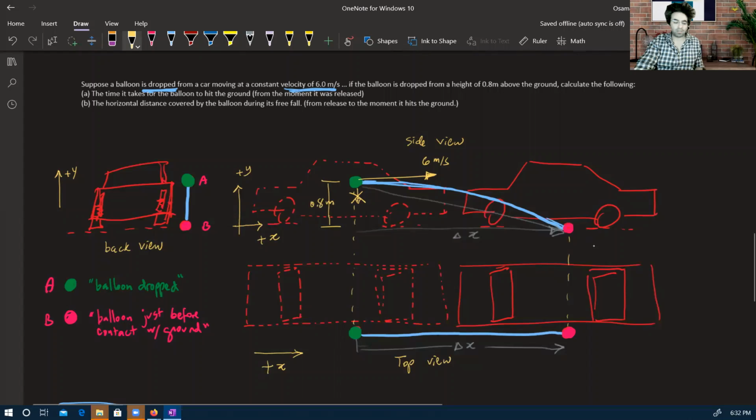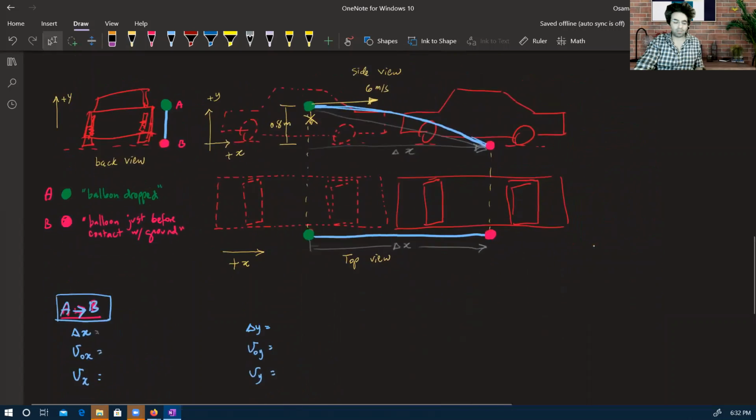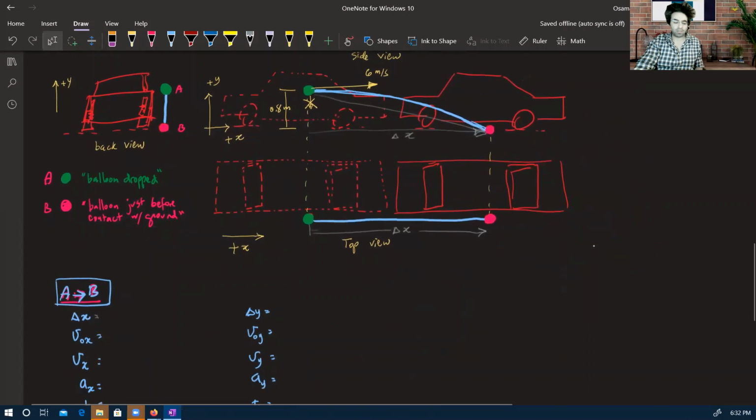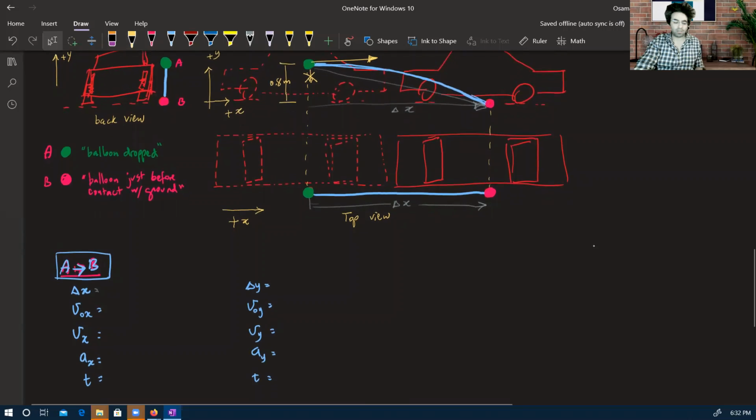Okay, so let's think about how I can fill the 9 kinematic variables here. There are 5 in X and 5 in Y, but the time is overlapping, so that means it's 9 variables. Let's see which ones I know and which ones I don't know.